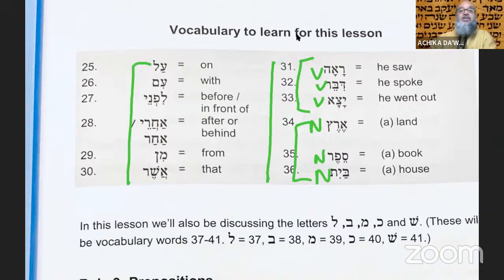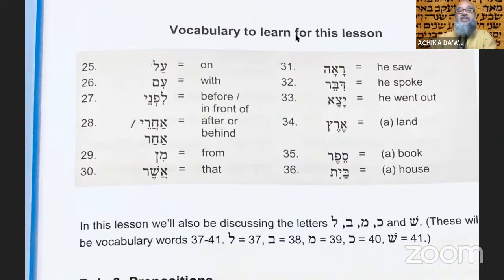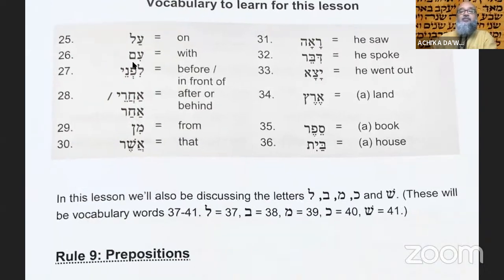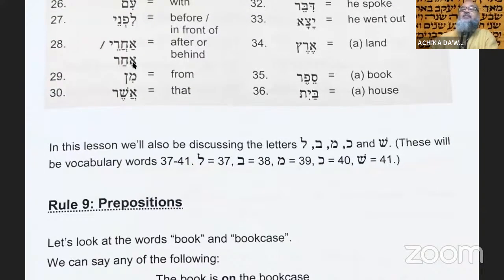Okay. So in this lesson, we're going to be discussing these letters, as they have noted down here, which, again, they tell you the story. So we've got the lamed, we've got the bet, which doesn't have the dot in it, but it's still a bet. You've got the mem, and you've got the kof, and you've got the shin. So these letters right here are all prepositions, okay?